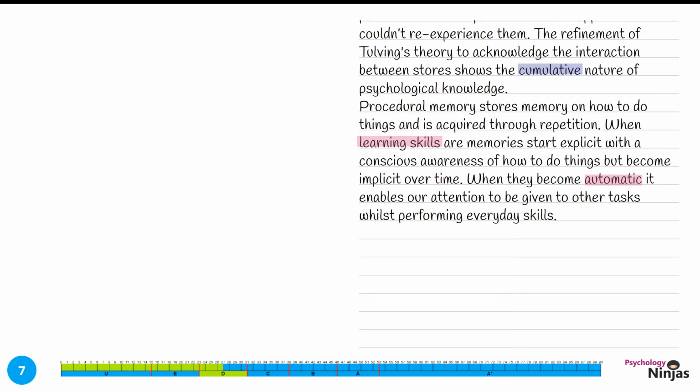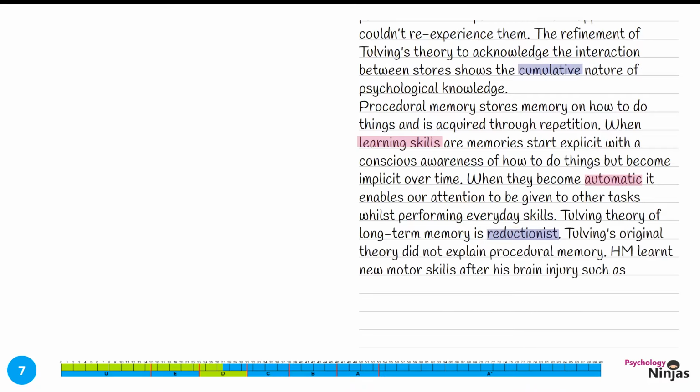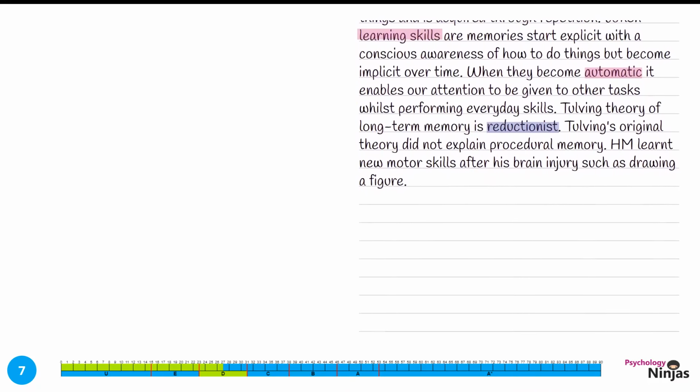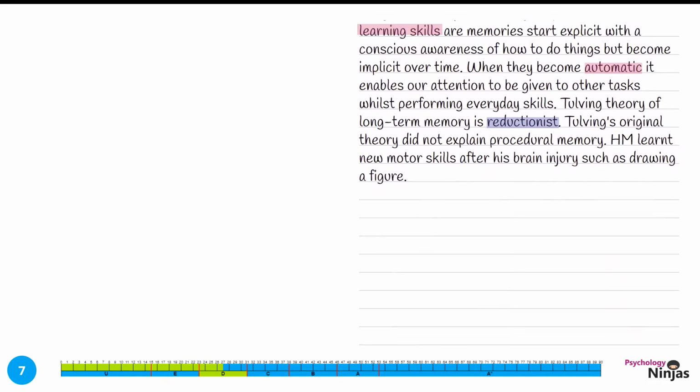In our interwoven approach between our explanation and evaluation, it's now time to go back to evaluation. Tulving's theory of long-term memory is reductionist. Here we've used a key term within psychology talking about reductionism, that this is an oversimplified explanation of memory. We're going to explain this further. Tulving's original theory did not explain procedural memory. HM learnt new motor skills after his brain injury, such as drawing a figure.